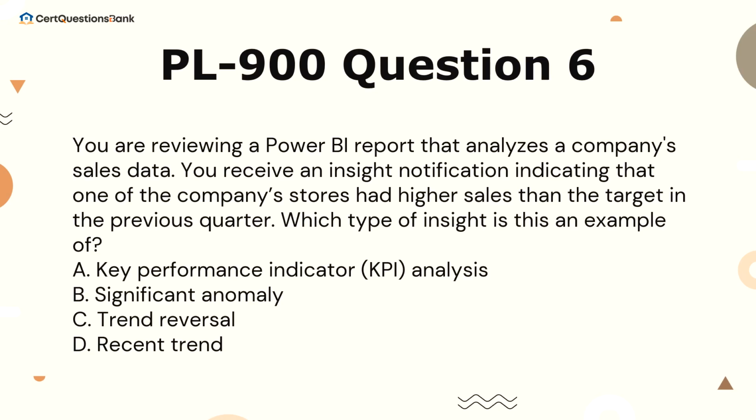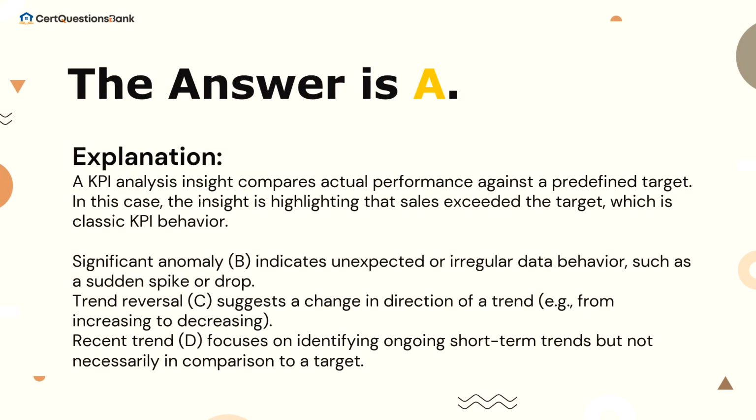A. Key Performance Indicator, KPI, analysis. B. Significant anomaly. C. Trend reversal. D. Recent trend. The answer is A.